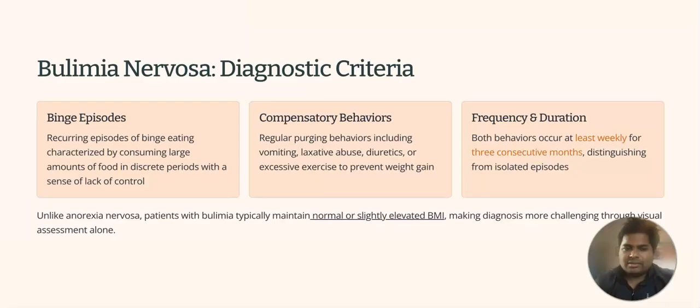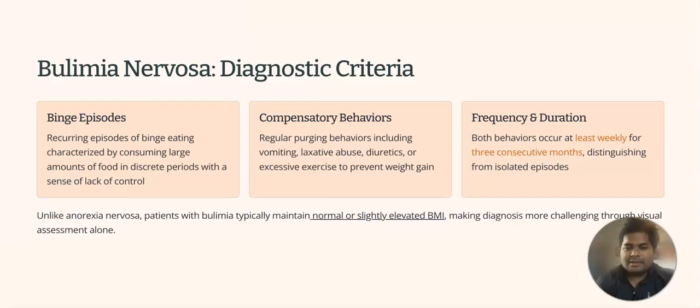When we compare anorexia nervosa with bulimia nervosa, we always have to remember that anorexia nervosa patients are low weight patients with very low BMI, but in bulimia nervosa the BMI may be normal or slightly elevated. So just by presentation in the hospital, in your OPD or in clinical settings, you won't be able to tell whether a person has bulimia nervosa, because he may have a normal or slightly elevated BMI. That's one of the major differences here.